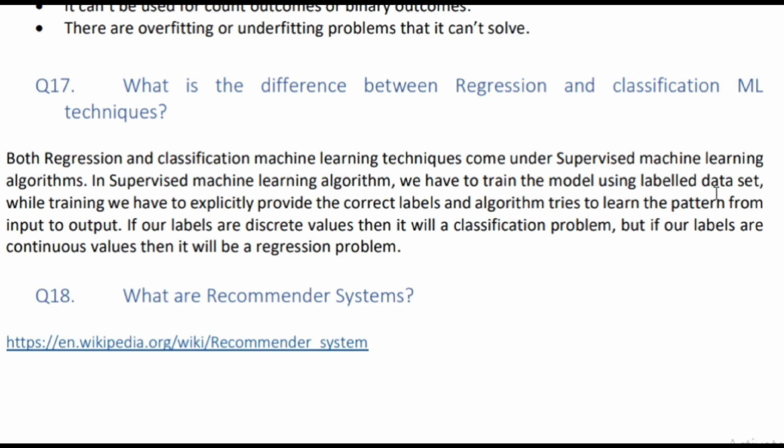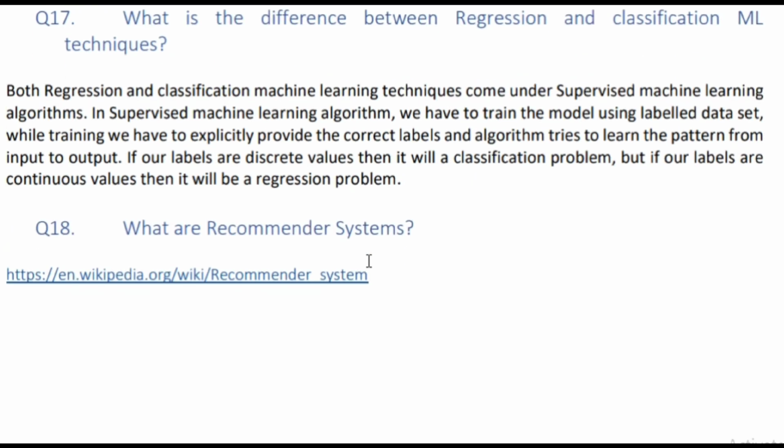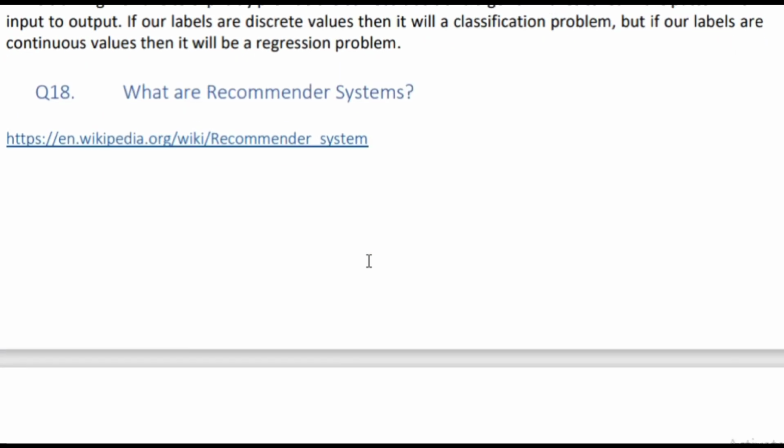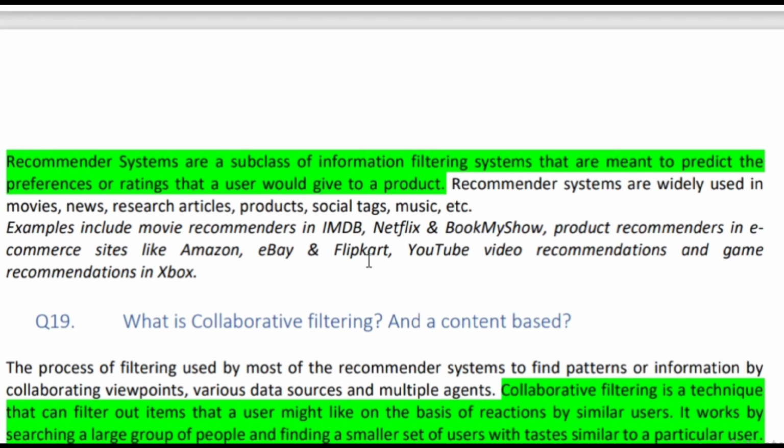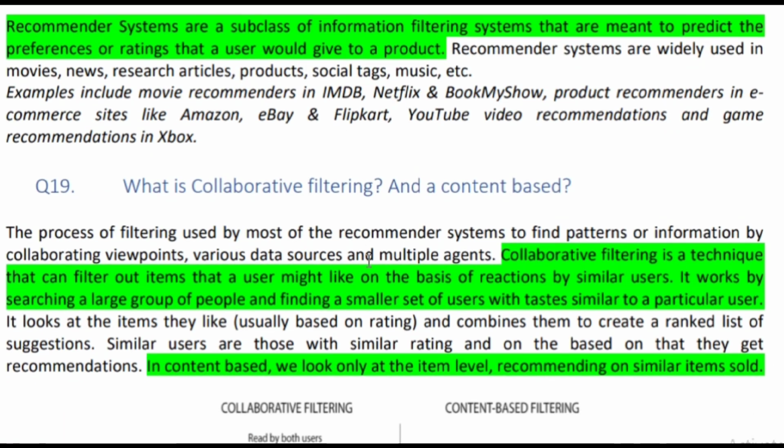Question number 17. What is the difference between regression and classification machine learning techniques? Both regression and classification machine learning techniques come under supervised machine learning algorithms. In supervised machine learning algorithms, we have to train the model using a labeled dataset. While training, we have to explicitly provide the correct labels, and the algorithm tries to learn the pattern from input to output. If our labels are discrete values, then it will be a classification problem, but if our labels are continuous values, then it will be a regression problem.